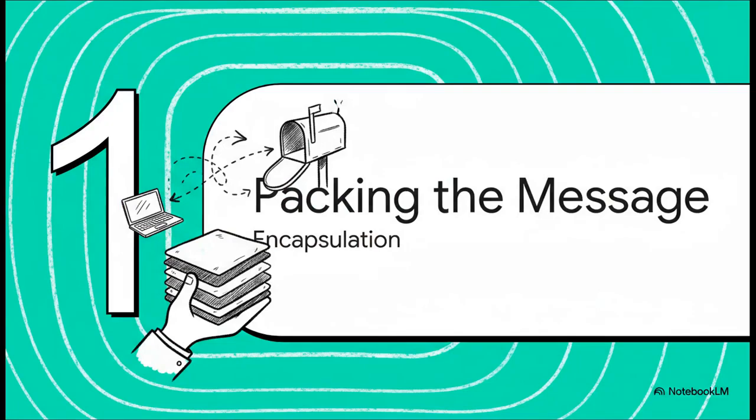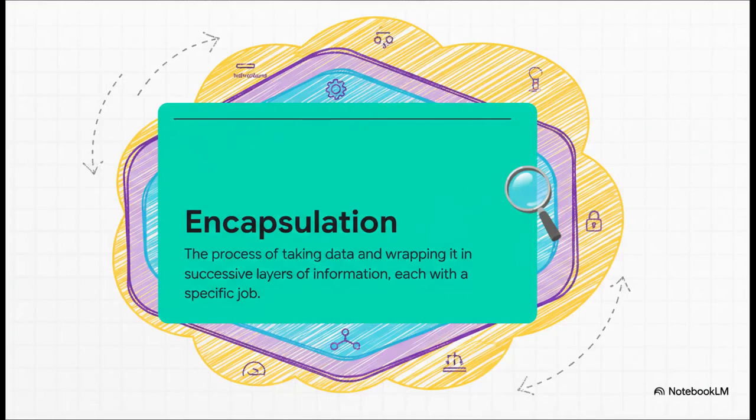Okay, so before Johnny's request can even think about leaving his computer, it has to be packaged up properly. And this isn't like just dropping a letter in a mailbox. Oh no, it's way more like preparing a highly specialized package that has multiple layers of instructions. And this whole process has a name. It's called encapsulation. The best way to think about encapsulation is like a set of digital nesting dolls. The original message, Johnny's request, is the tiny doll in the very middle. And each layer adds a new, bigger shell around it, and each shell has very specific instructions for a different part of the network's journey.